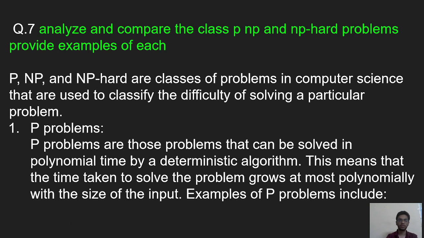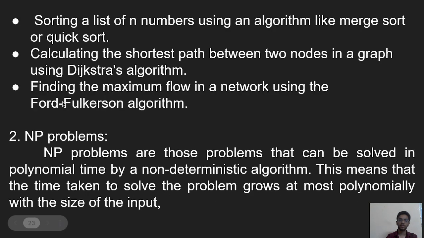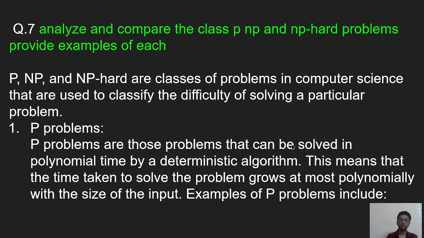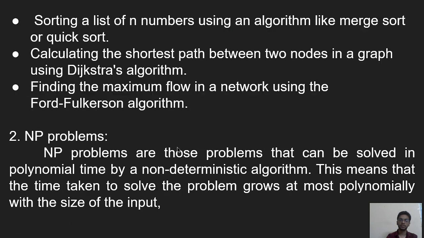The P problems are those problems that can be solved in polynomial time by a deterministic algorithm. This means that the time taken to solve the problem grows at most polynomially with the size of input. Examples of P problems include sorting a list of n numbers with merge sort or quick sort, the shortest path between two nodes using Dijkstra's algorithm, and finding the maximum flow in a network using the Ford-Fulkerson algorithm. These are all P problems because they can be solved in polynomial time by a deterministic algorithm.